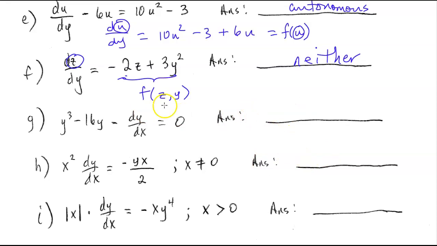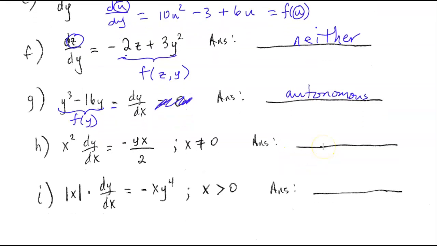For g, we could simply rewrite this by adding dy over dx to both sides. So literally, we could just get rid of this, add it, and it'll end up looking like this. And we see that this is really a function of y. And so dy over dx equals a function of y. That would be autonomous.